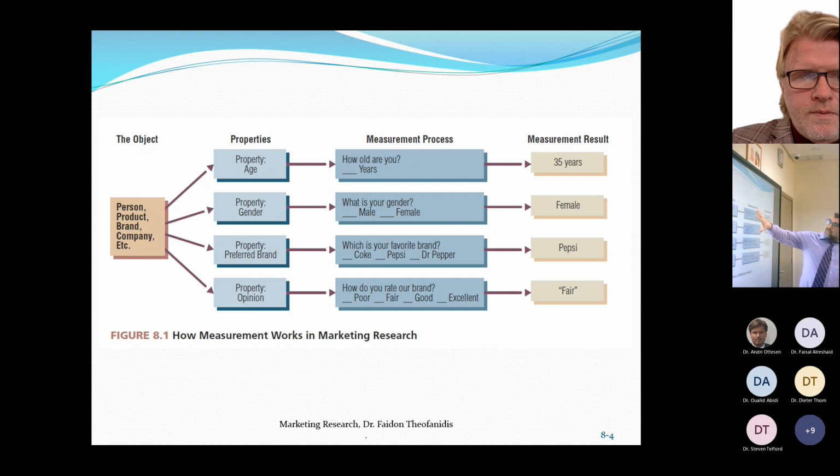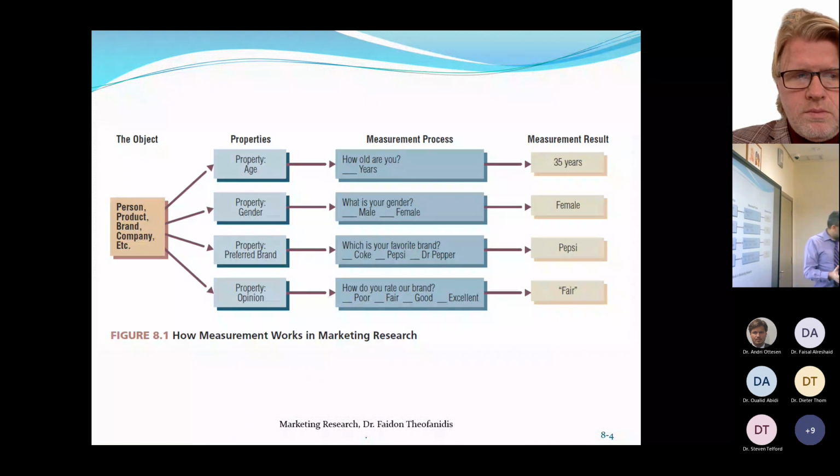So after we have the designing of the question, it's important for you to understand the basic terminology in measurement. What is the object of the case? What is the meaning of property or variable? The questions and of course the values.